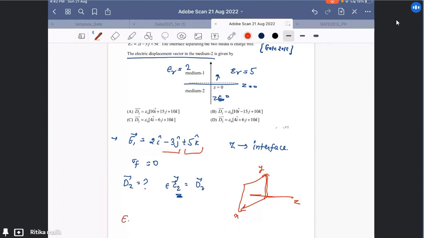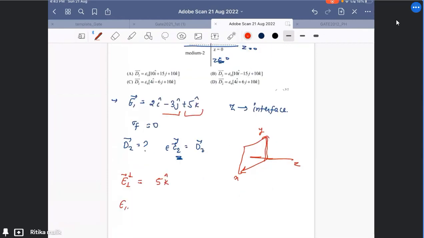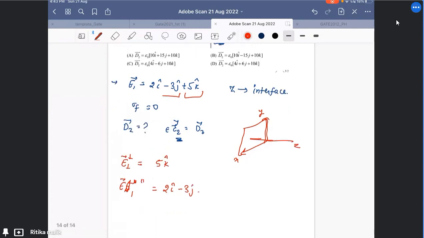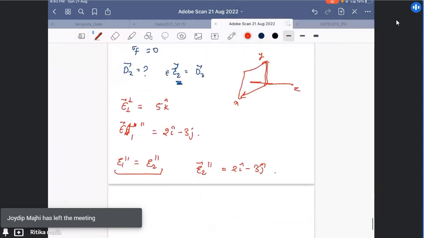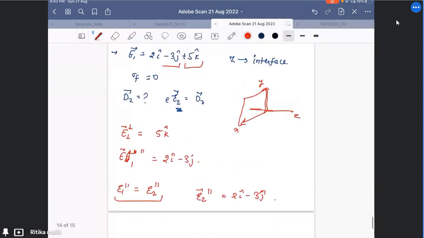So the E perpendicular component in E1 is 5k cap, and the E parallel component in E1 is in the xy direction. The first boundary condition says that E1 parallel should be E2 parallel across the surface. So the E2 parallel component will become 2i minus 3j. Now the problem is how to find the perpendicular component of E2.